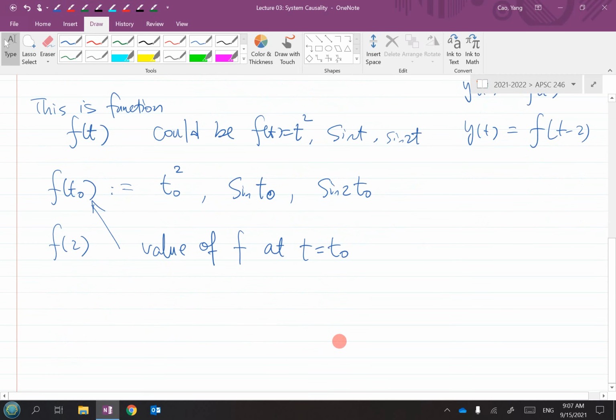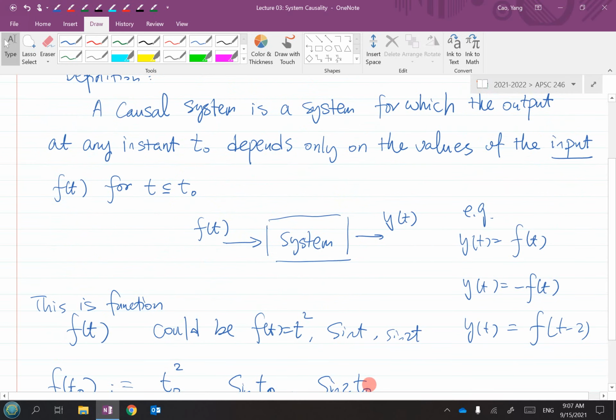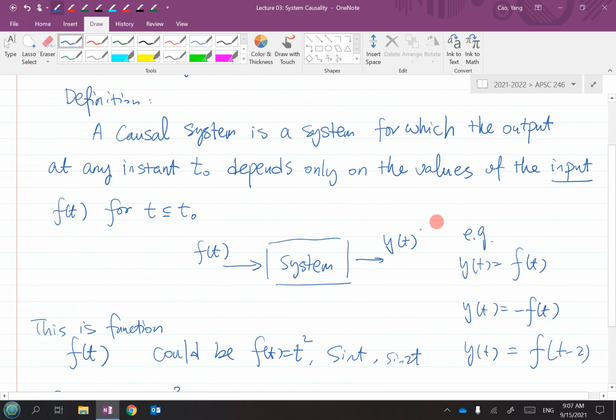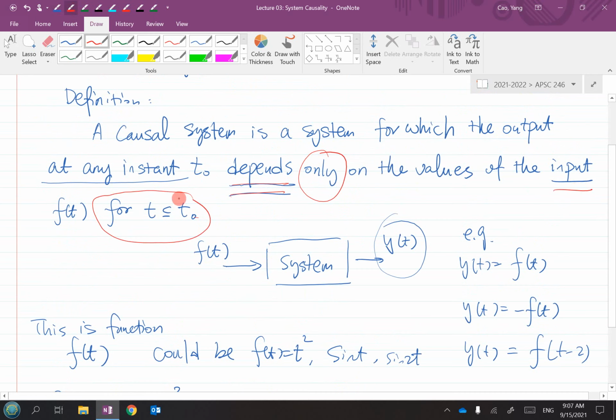Good. Now back to the definition of the causal system. A causal system is a system for which the output, in our case this output here, at any instant t naught depends, and this is very critical, depends only on the values of the input for t less than or equal to t naught. Let me give you an example here.